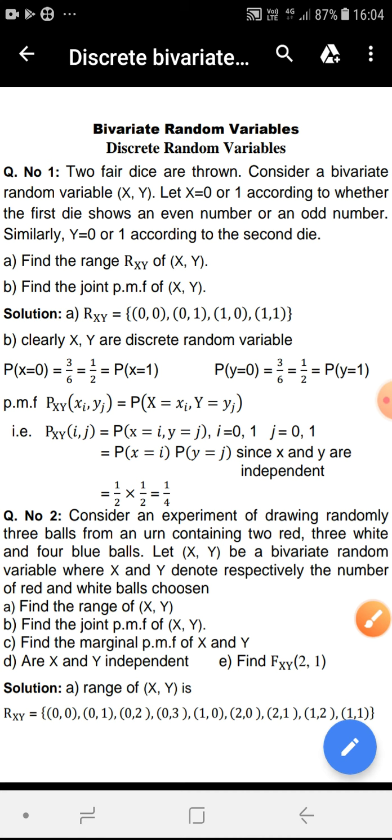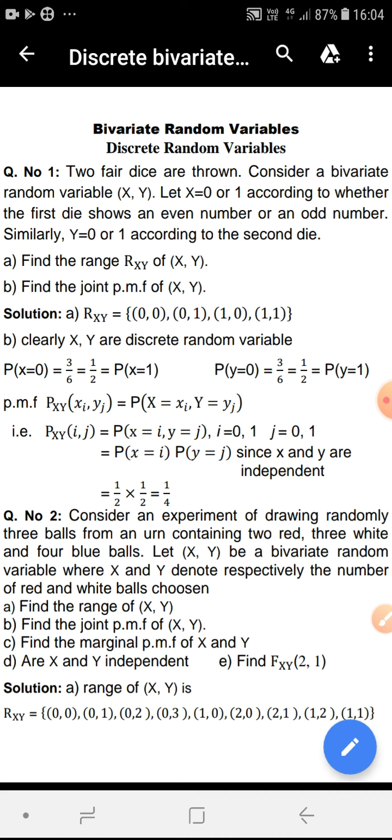Then the second part: find the joint probability mass function of (X, Y), that is p_XY(x, y). This we need to calculate. Remember that first of all, X and Y are independent, because the second die may show an even number or an odd number, and it doesn't depend on the outcome of tossing the first die.